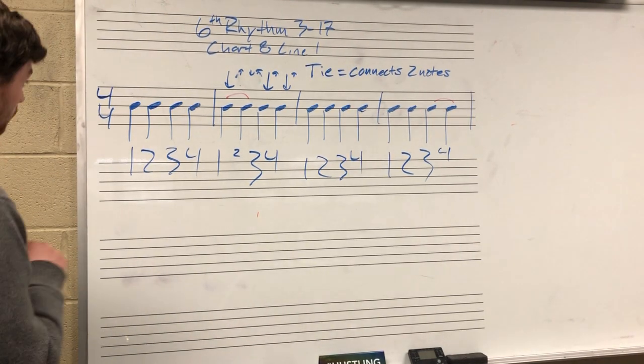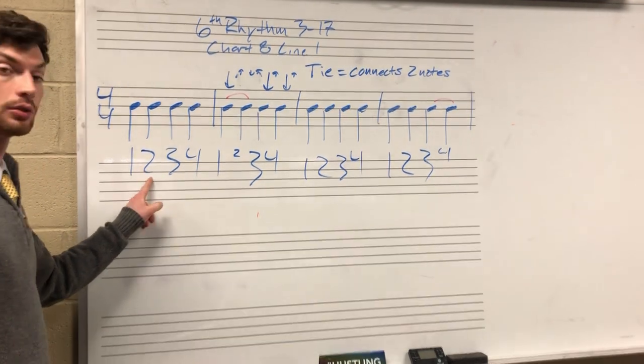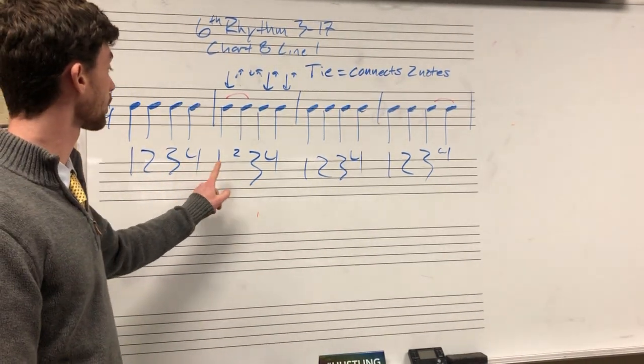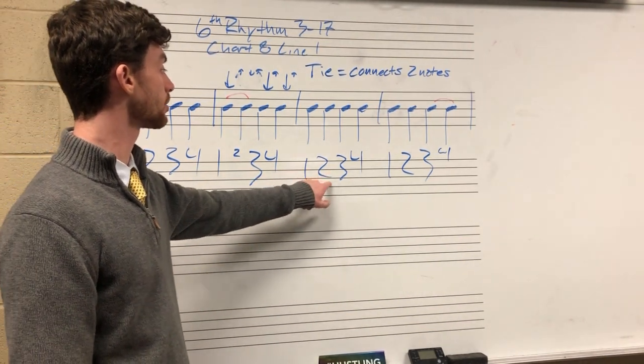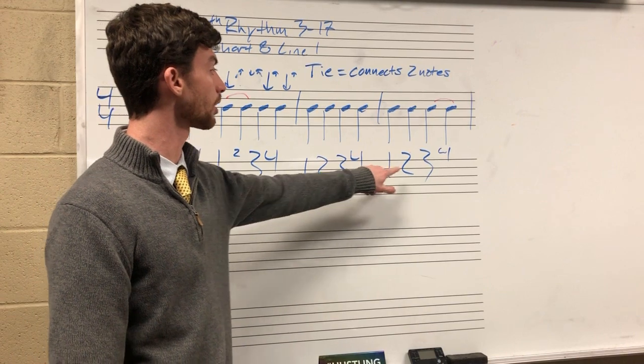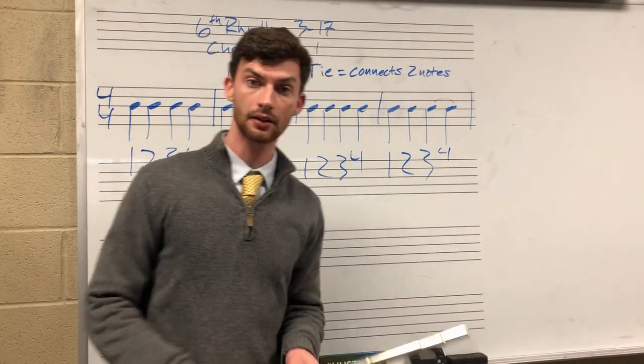Tap your foot, sit up straight. 1, 2, count that measure, ready, go. 1, 2, 3, 4, 1, 3, 4, 1, 2, 3, 4, 1, 2, 3. If you need to count that again, count it again.